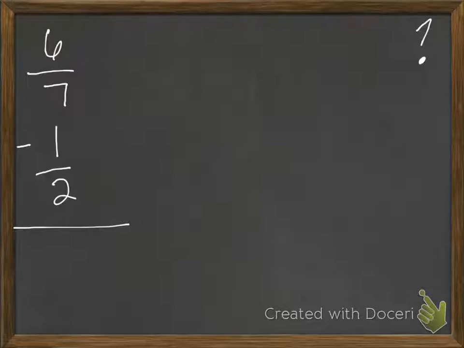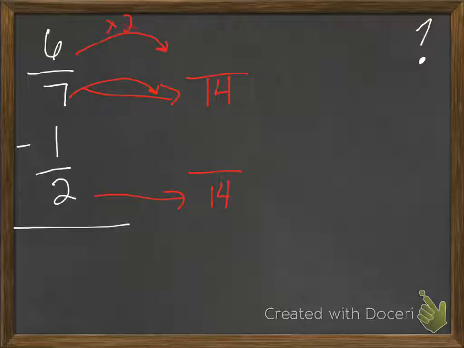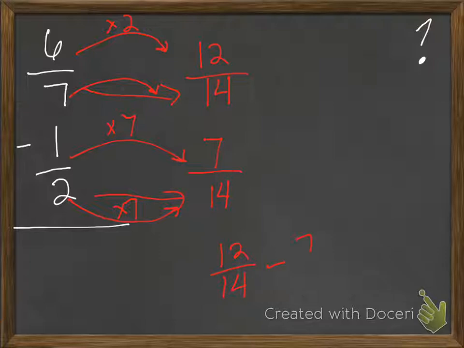So the first thing we should have done is get a common denominator. 7 times 2 is 14, so that could be our common denominator. Now we have to change the numerator. So we said 7 times what gives us 14? 7 times 2. So we have to do that to the top. 6 times 2 is 12. 2 times what is 14? 2 times 7. So 1 times 7 is 7. So now we have 12/14, we have common denominators, minus 7/14.